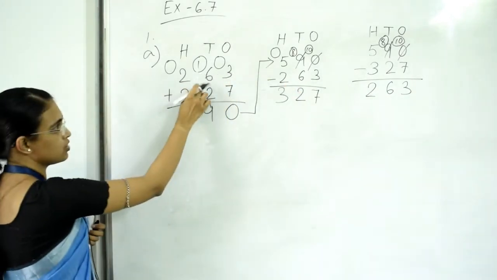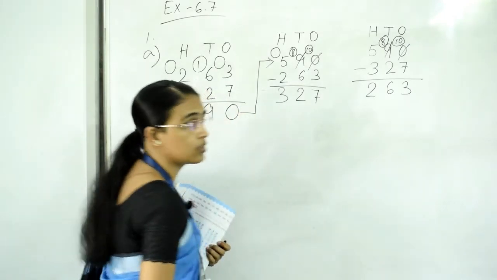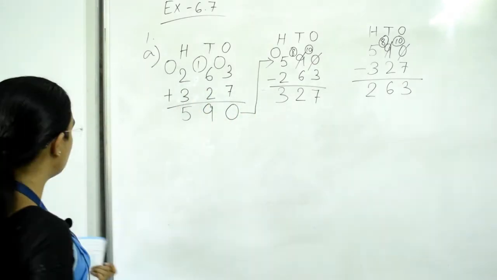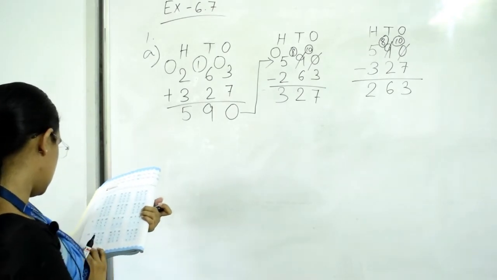Is it here, 263? Yes, it is here. So that means this process is correct. Okay. Now I will show you another sum, that is question number D.